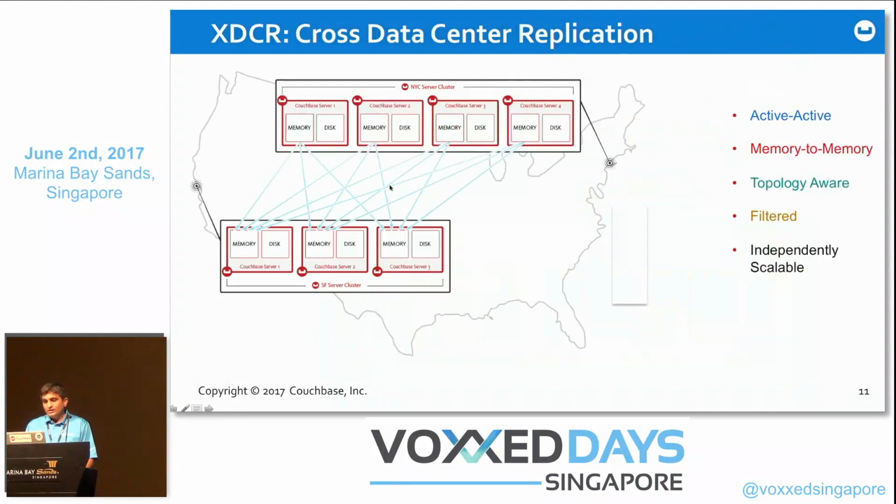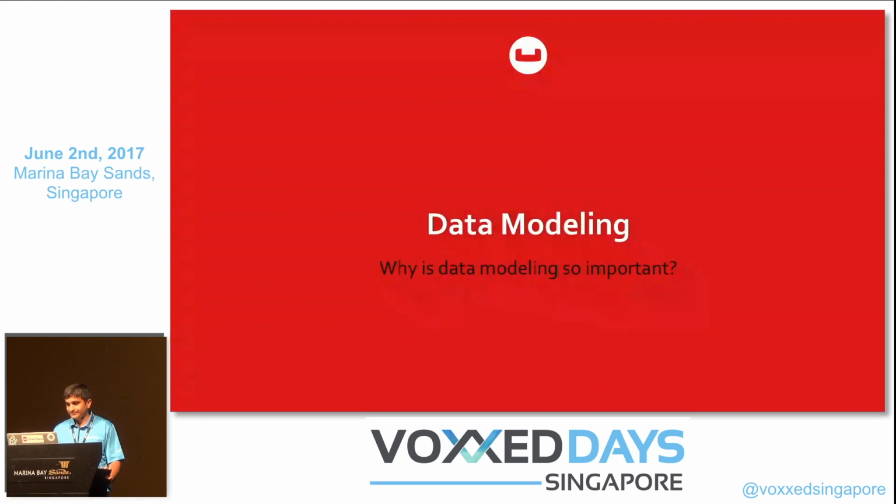Also, we have cross data center replication, where you can replicate your data across data centers. There are various reasons to do that: for high availability, and as a DR solution for disaster recovery.